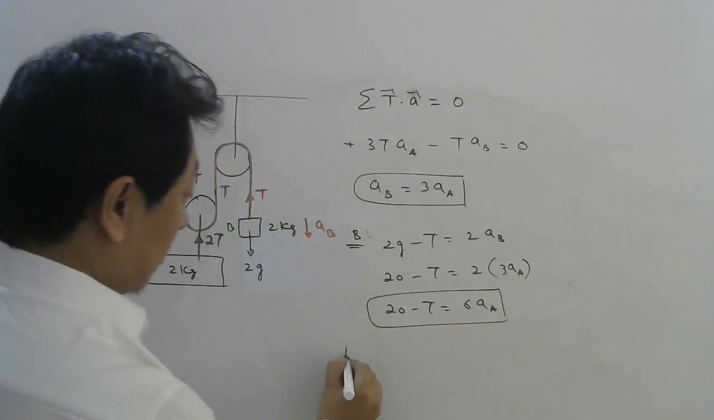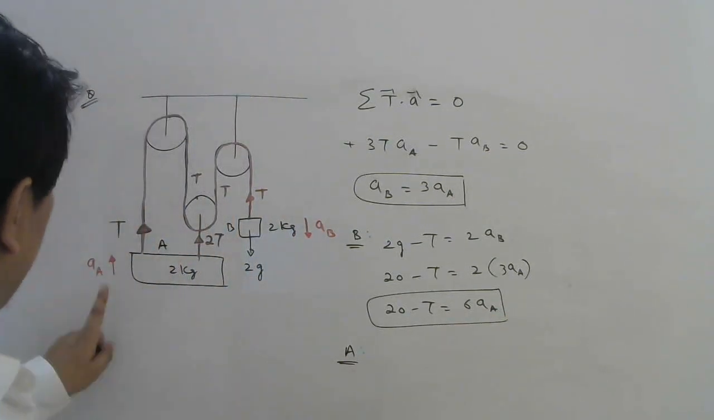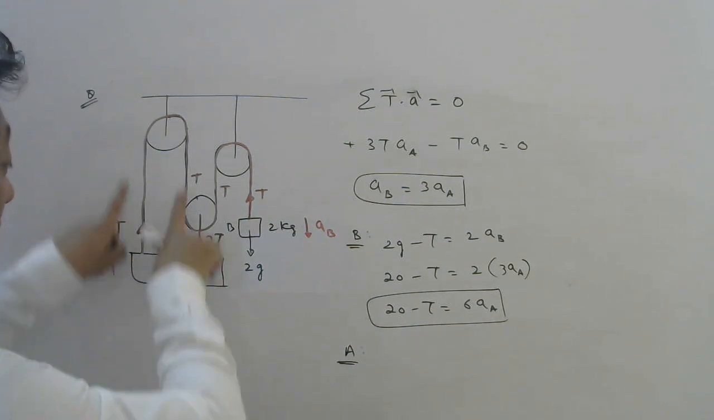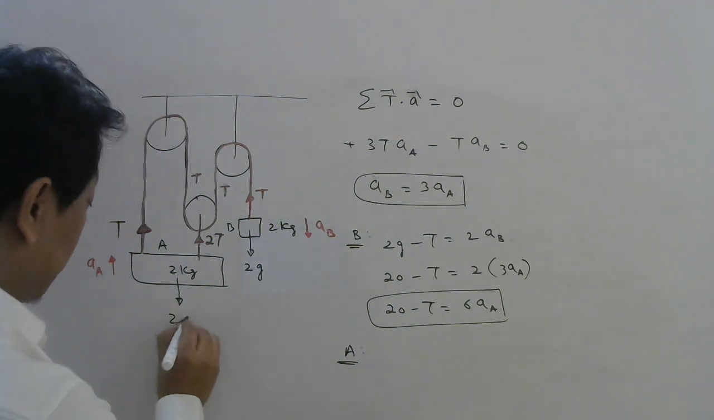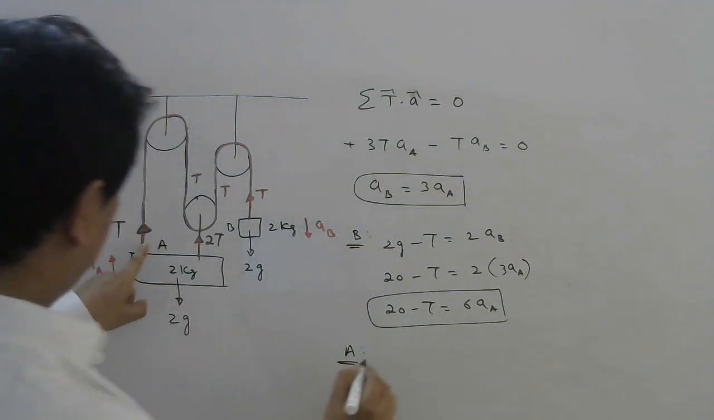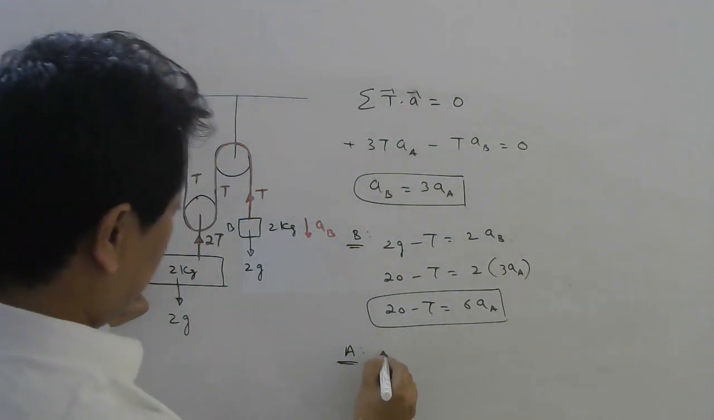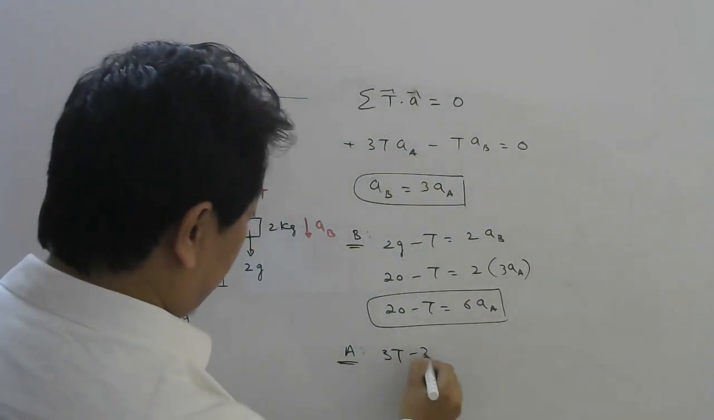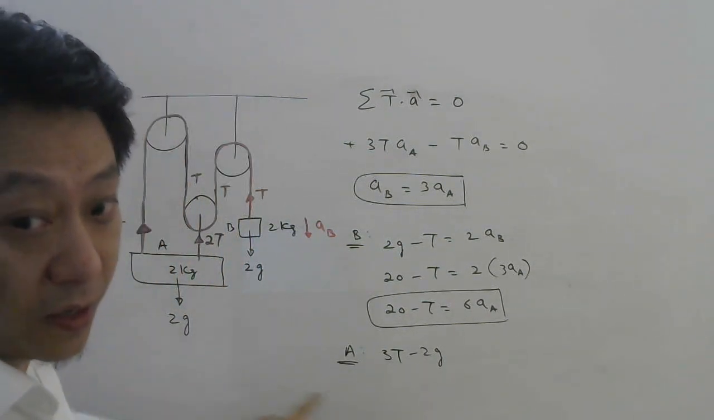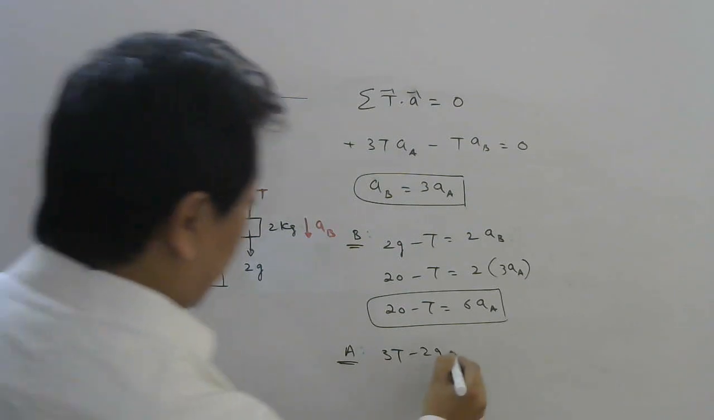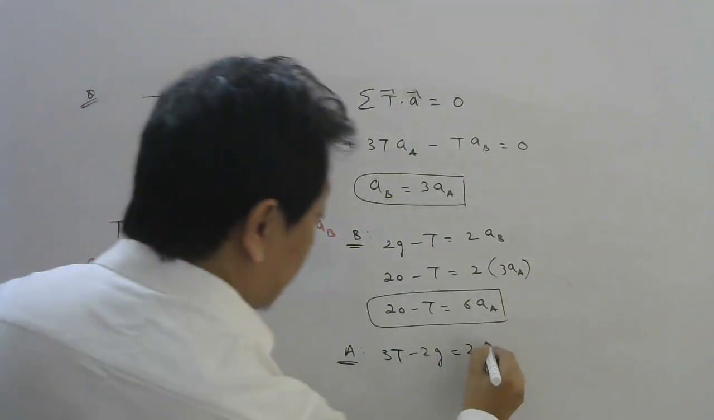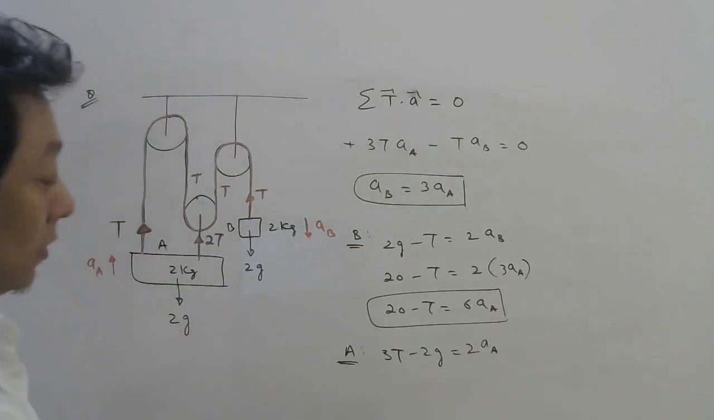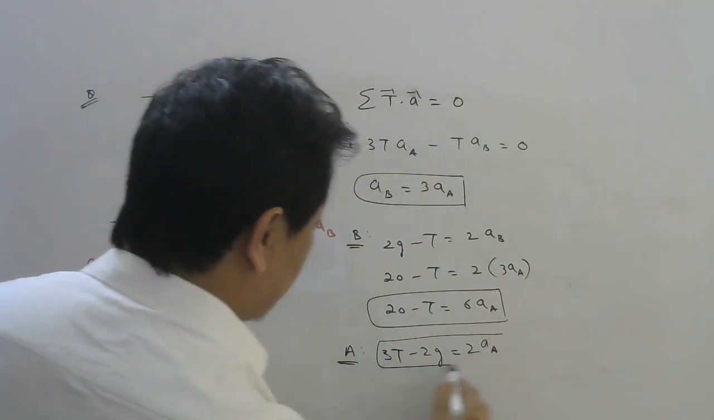Now let us apply Newton's law to system A. Acceleration is up, so tension here will be more than the weight. What is the weight? 2g. So the net force on this 2 kg block is 3T up, 2g down. So that's the net force. Tension minus weight should be equal to mass of this, which is 2, into acceleration. Right? Now we need to simplify these two equations.